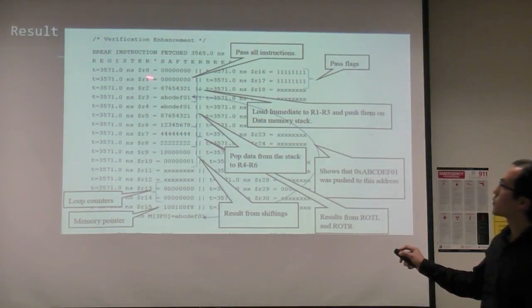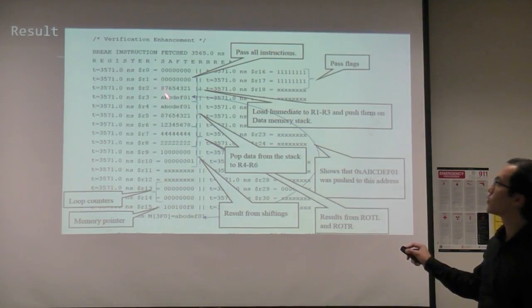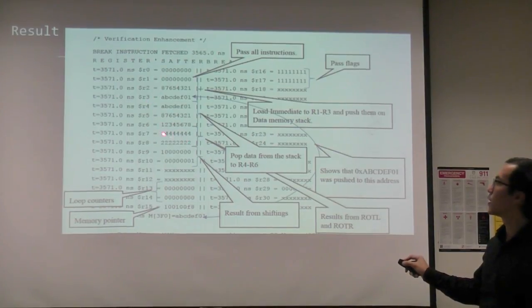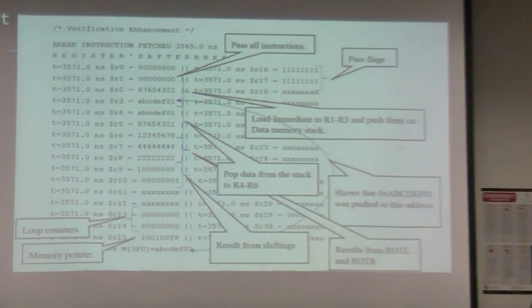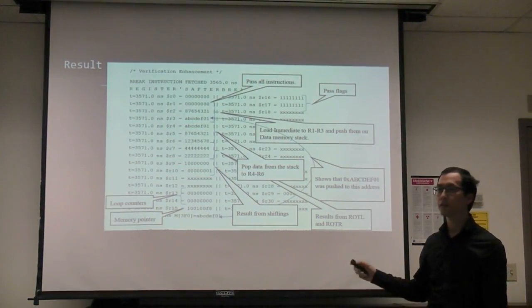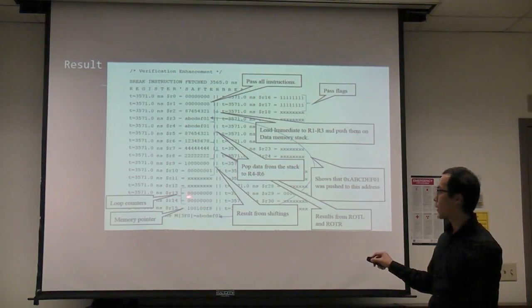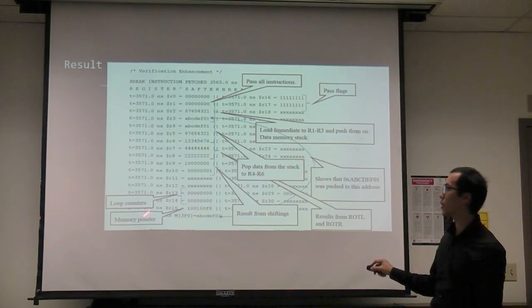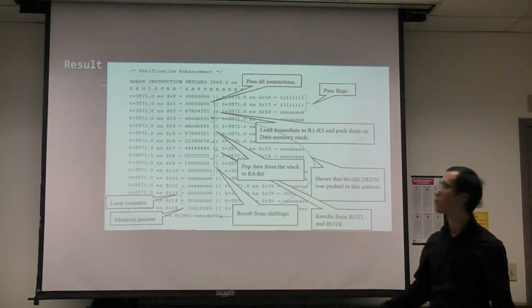Alright, here's just the result. So you can see that R1 is 0, meaning that we passed all the instructions, all the tests. And R2, R3 is what we initialized, and R4, 5, 6 is what we popped out. And then R7 and 8 is the result from rotate left and rotate right. And R9 and R10 is the result from the loop, on the memory loop. And then R13 and R14 are the loop counters, R15 is the last memory pointer, R16, 17 are pass flags.